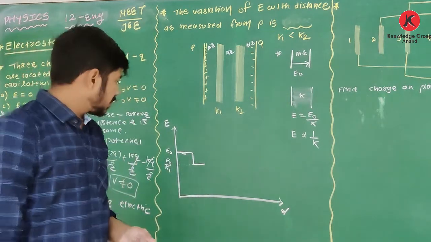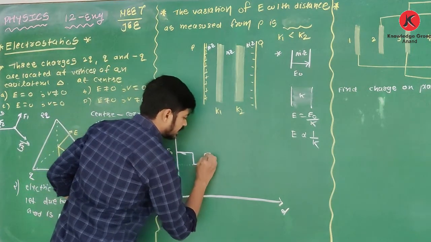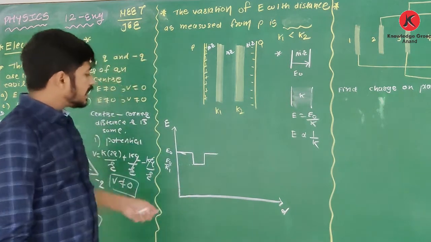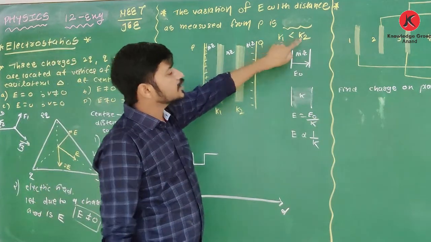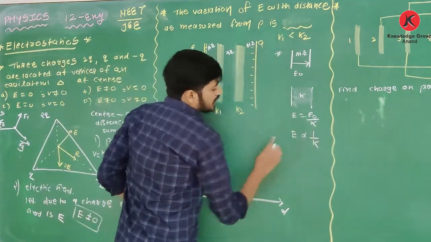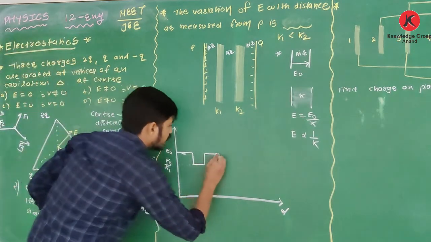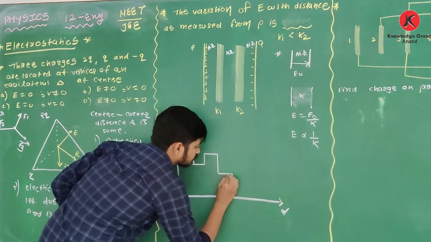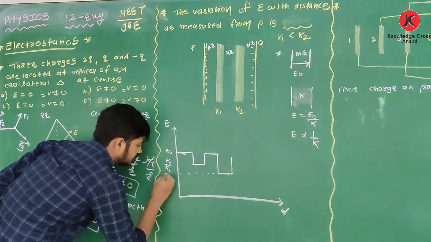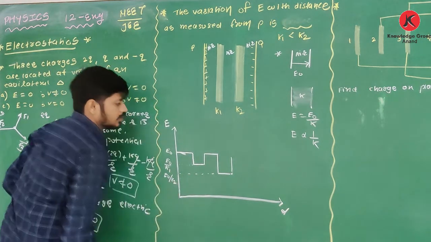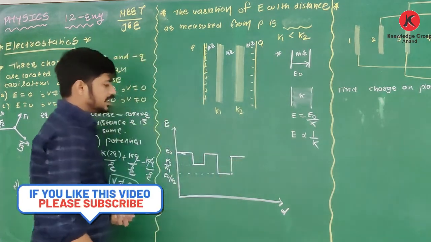Clear about this? Okay. Then again its electric field increases. Then we have another dielectric medium having dielectric constant K2. But see, its dielectric constant is more, and what is the relation between E and K? It is inverse. Yes or no? So the electric field is E0 upon K2, and then again it will be like this.